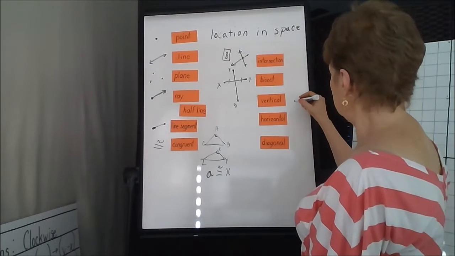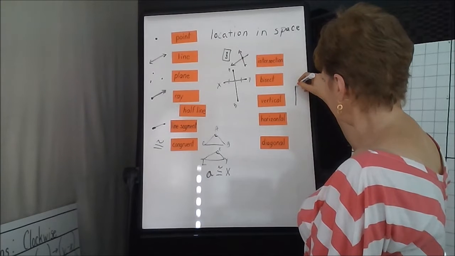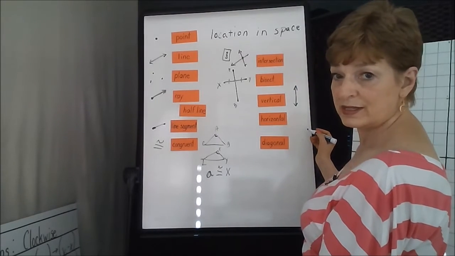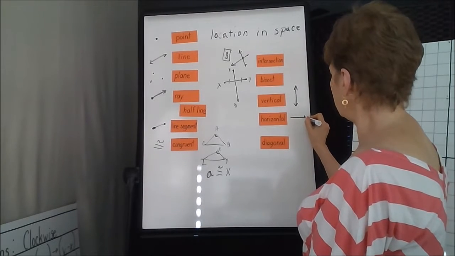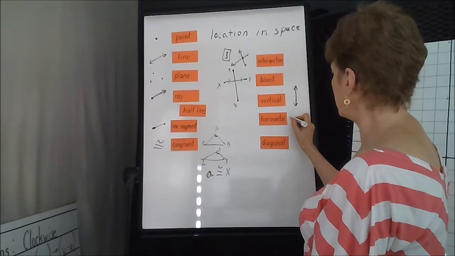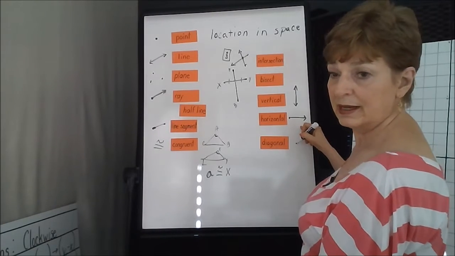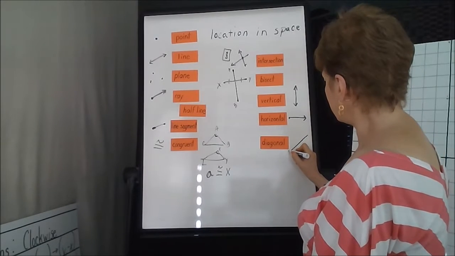Vertical tells you that the position of the line or line segment is up and down. Horizontal, now we're talking about a line or a line segment or a ray that's going side to side. And a diagonal is slanted.